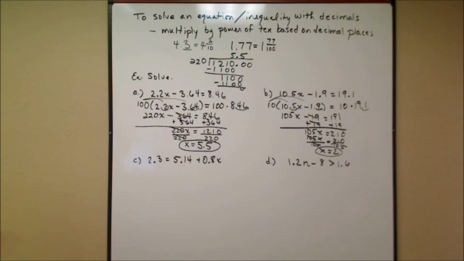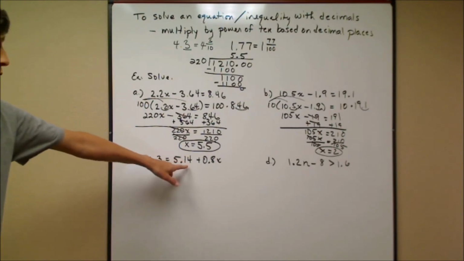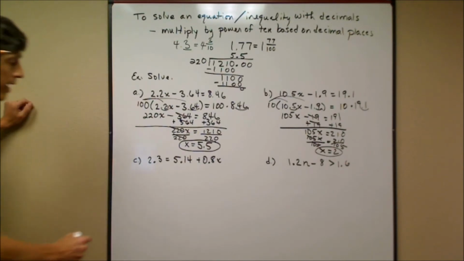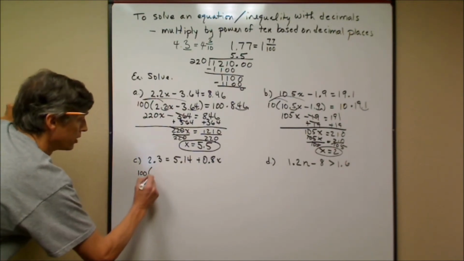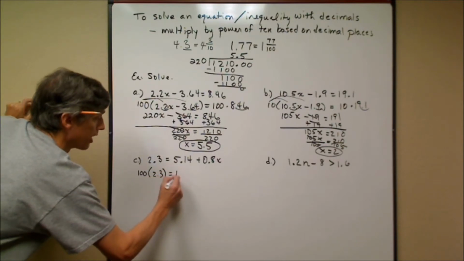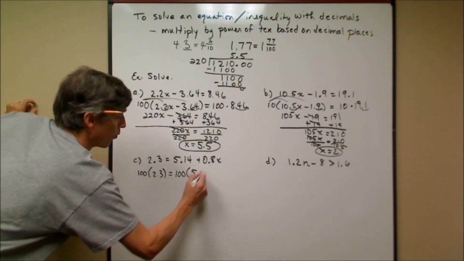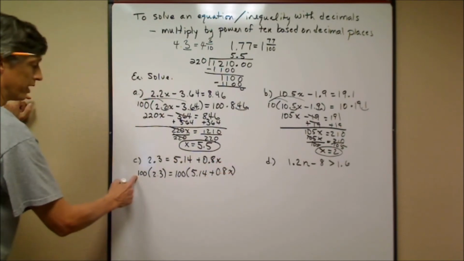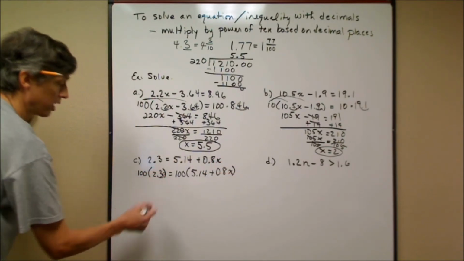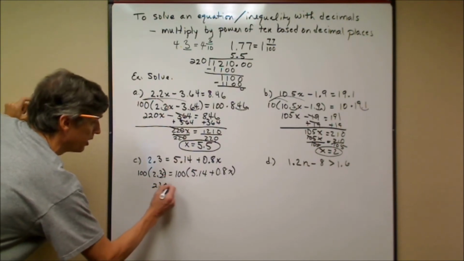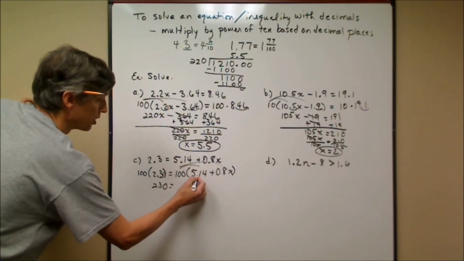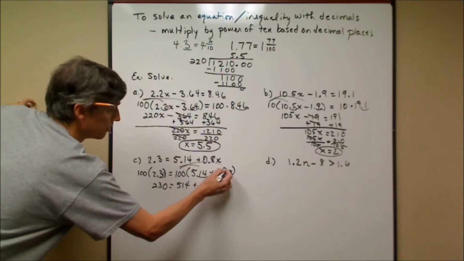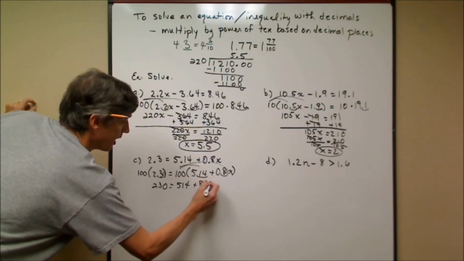Next one up. I have 1 decimal place here, I have 2 here, I have 1 here. So 2 is the most. So just like with example A, I'm going to have to multiply by 100. 100 times 2.3 and 100 times 5.14 plus 0.8x. So I need a 0 there as a placeholder. It's going to slide it 2 places. That gives me 230. Here I'm going to distribute. It's going to slide it 2 places. That's 514 plus, add a little 0 here, 2 places, 80x.